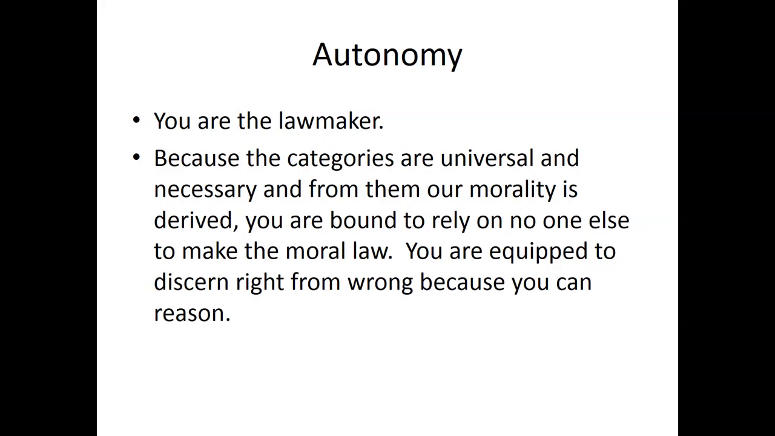Okay, and the last formulation, sometimes called the kingdom of ends, works in a couple of ways, but essentially it's a guarantee on the other two. You have, because you are a rationally thinking thing, the capacity to determine right from wrong. Because you have the ability to reason, you can determine right from wrong. And so you are in charge of determining right and wrong. You are disallowed from taking someone else's system of right and wrong and applying it to yourself. Right? You have the tools, i.e. a rational mind, therefore you are in charge.